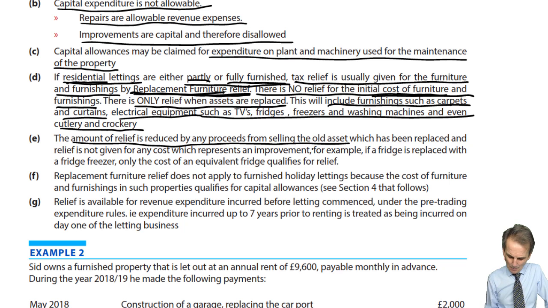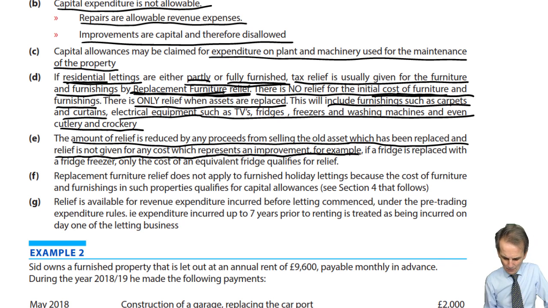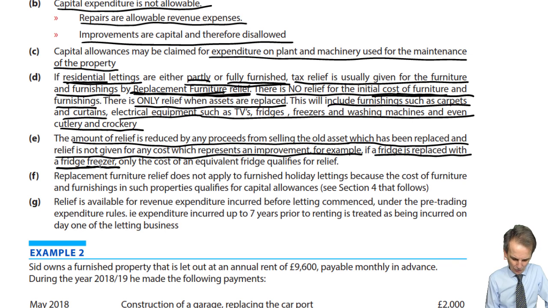So to begin with, any proceeds from selling the old asset which has been replaced are deducted, and relief is not given for any cost which represents an improvement. For example, here's my fridge example. If a fridge is replaced with a fridge freezer, cool, we're getting very domesticated here, aren't we? Well, that's an improvement, isn't it? That's not like for like. That is an enhanced and improved asset.